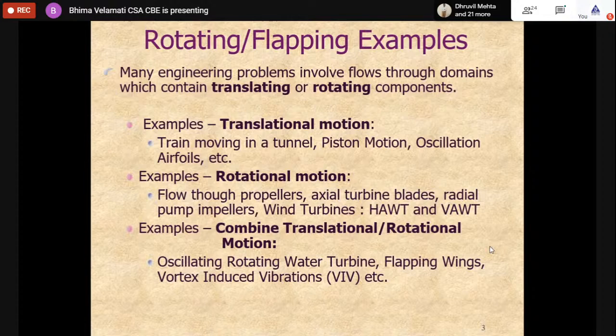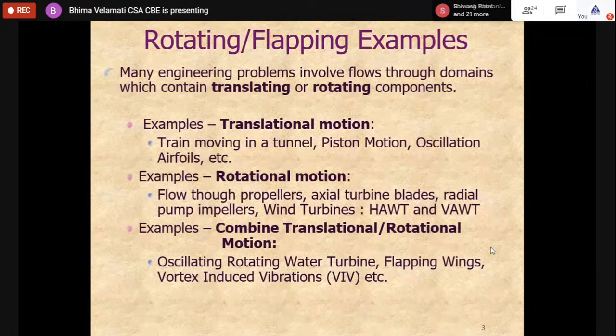A lot of engineering problems have flows through domains having rotating or translating components. Some examples of translation motion are a car moving in a tunnel or a train moving in a tunnel, which are standard examples. Then piston motion in IC engines or in compressors, wherever you have a piston-cylinder arrangement. Then you have oscillating aerofoils, which are used for propulsion.